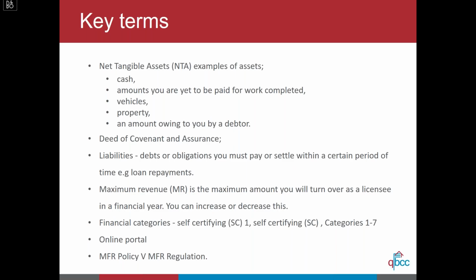Now, some examples of assets, as I've listed there on the screen, include cash, collectible investments. It could also include amounts that you are yet to be paid for work that you've completed. Assets also include vehicles, property, and any amounts owing to you by a debtor. Now, items such as jet skis, boats and race horses, and collector's items such as stamp collections or painting collections are considered disallowed assets. Now, these cannot be used in your asset calculation.